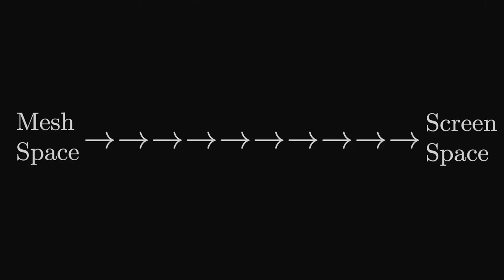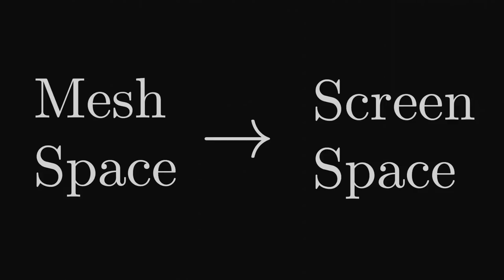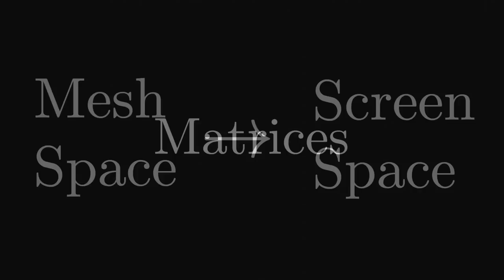However, it turns out there is a way to combine all these steps beforehand. This way, we only need to apply a single transformation to do everything from simple translations to the final complex screen space transformation, all at once. This is possible because of matrices.